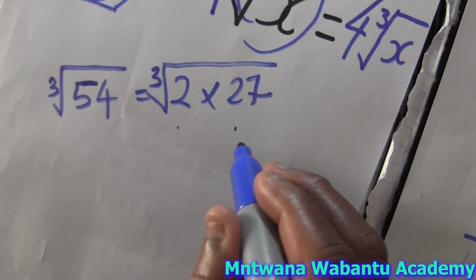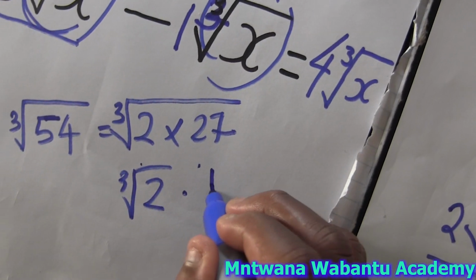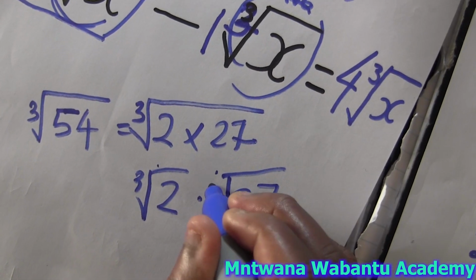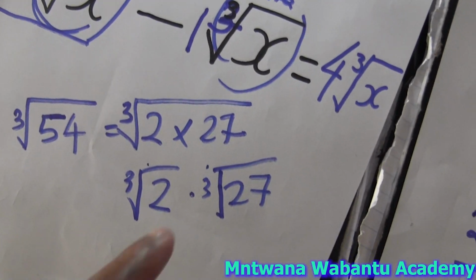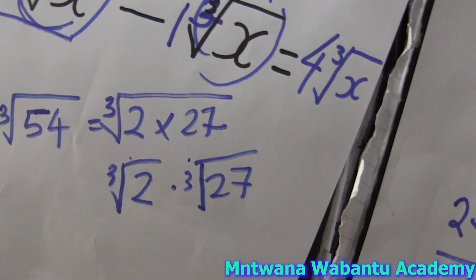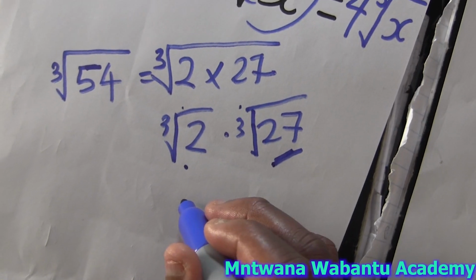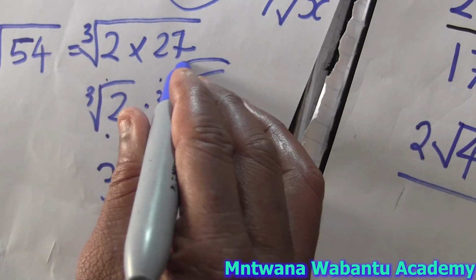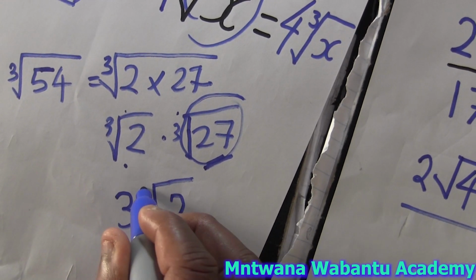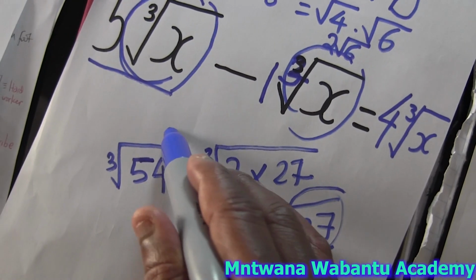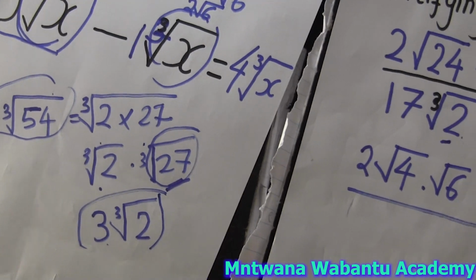What is 27? I can separate it. I can say this is the cube root of 2 times the cube root also of 27, because this is for both cube roots. When you take the cube root of 27, we get 3. Which number when you cube it gets 27? 3. So here it's going to be 3, and this one remains the way it is. So I'm going to write 3 first, and then write my cube root of 2. Instead of writing this, I'm going to write this. You know what I'm saying? Okay, let's go.